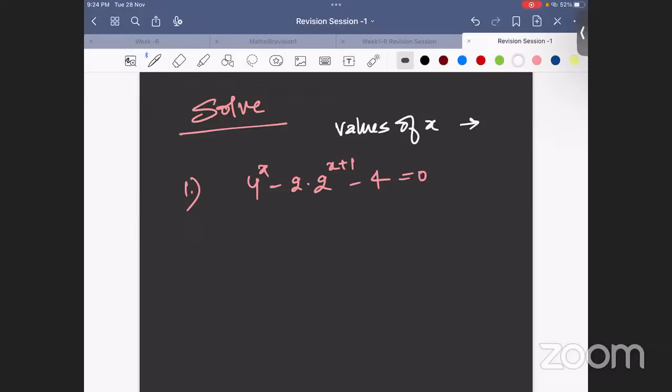Sir, can you please check the question again? I think there is +4. What? +4 is equal to 0. Oh, yeah, correct. You are correct. It should be +4.